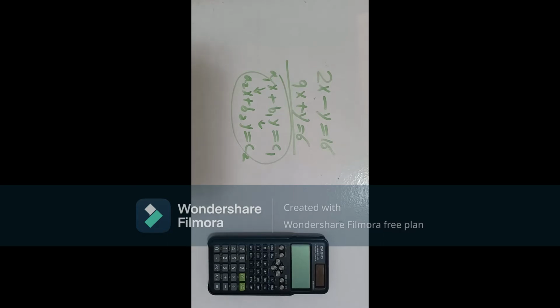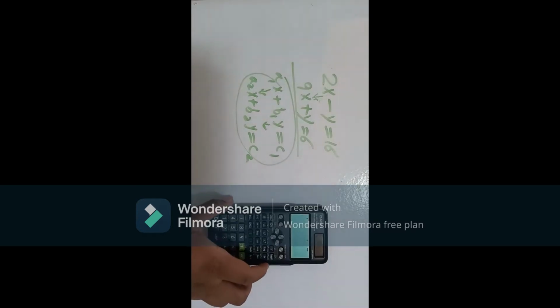Today we're going to talk about how to solve the system of equations using a scientific calculator. Here we are going to talk about the system of equations, that's the case when you have two unknowns and two equations. Okay, so that's the calculator.